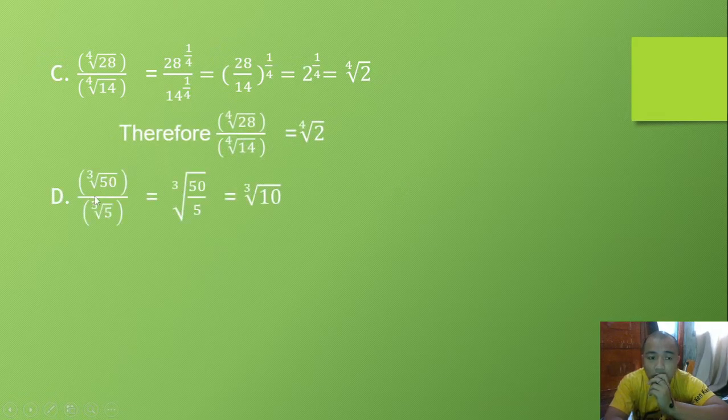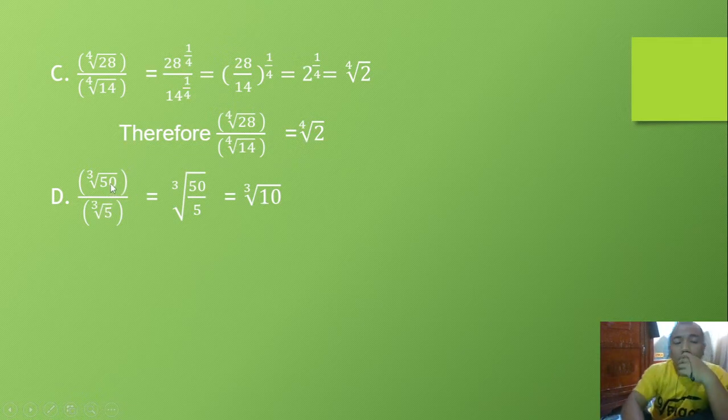Letter D, cube root of 50 divided by cube root of 5. Just divide the radicands because they have the same index. 50 divided by 5 is 10, so the answer is cube root of 10.